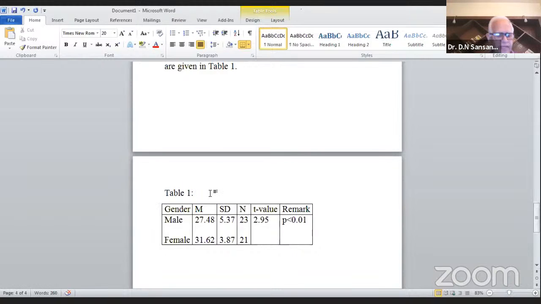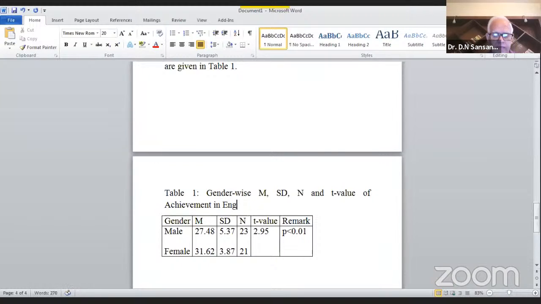And now here I have to write this table heading. I will write gender wise. What is the information I'm giving? Gender wise mean, SD, N, and t. And t value of what? Of achievement in English of students. So this should be the caption heading, and it is very clear that whatever information you have entered in the table, from that you can take out this.